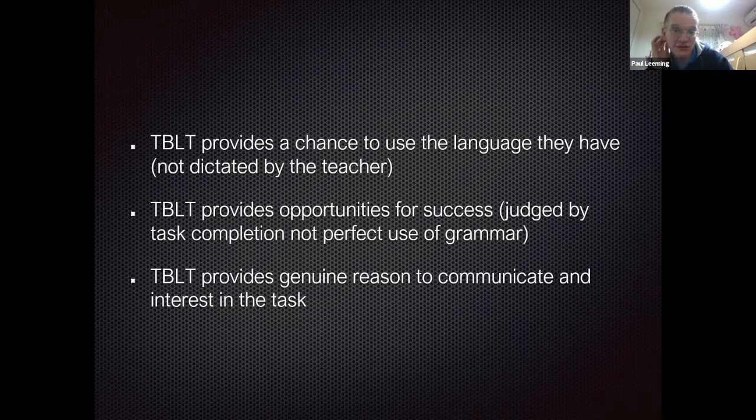The final element is TBLT gives them a genuine reason to communicate. You want a ticket, that's your reason. You need that. In a classroom situation, you've got to decide what's the best restaurant in Osaka.